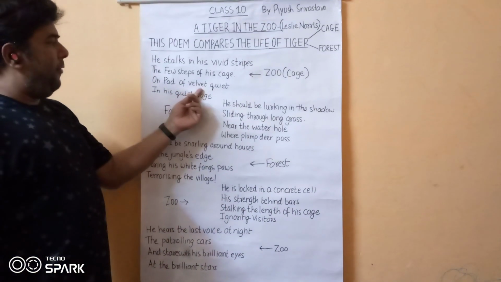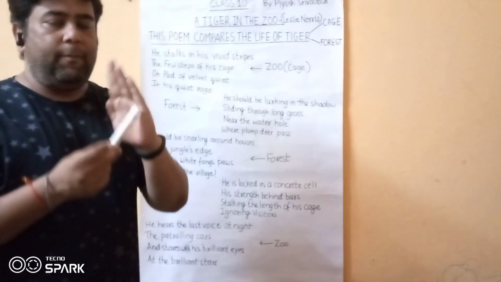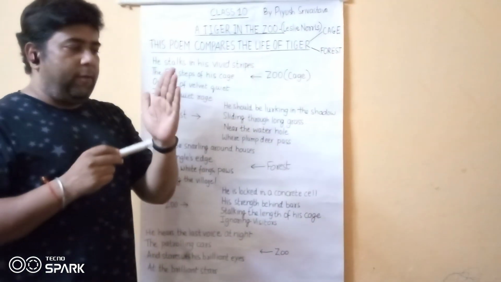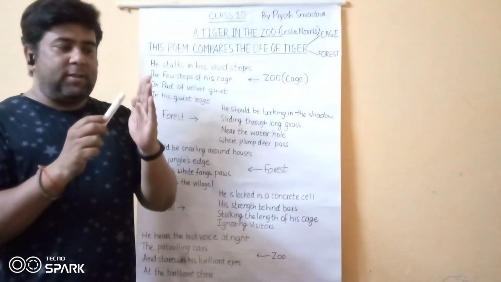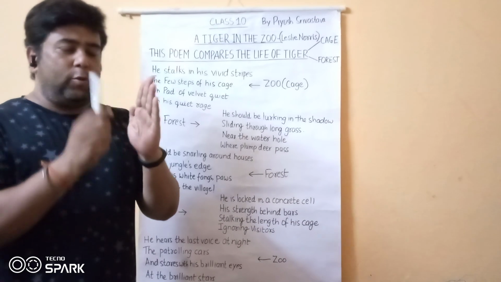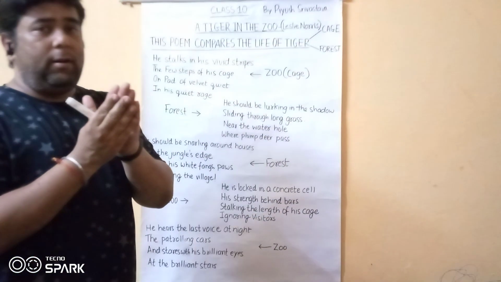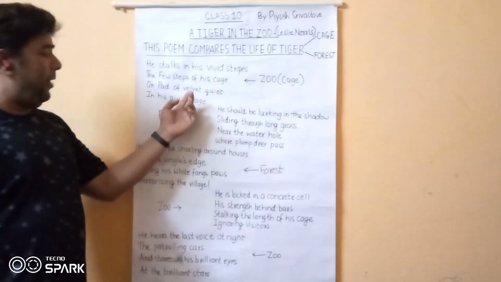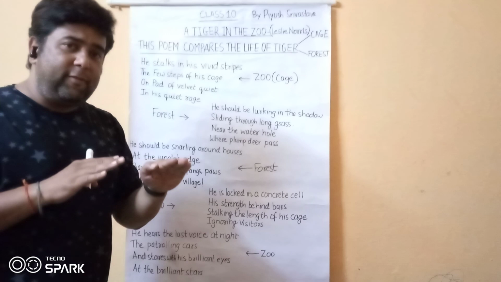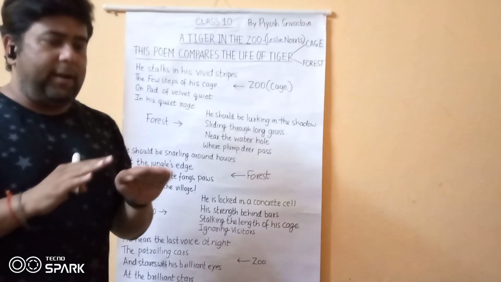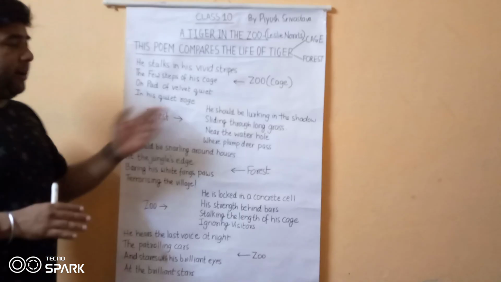On pad of velvet quiet. You might have seen the paws. Paws means पंजा. So you might have seen the paws of the tiger. The paws of the tigers are very soft because they have a padded layer. Because of that padded layer, in this line, the paws have been compared with velvet. So when the tiger walks, his paws give no sound. It is very quiet. He walks very quietly. In the cage, in his quiet rage.